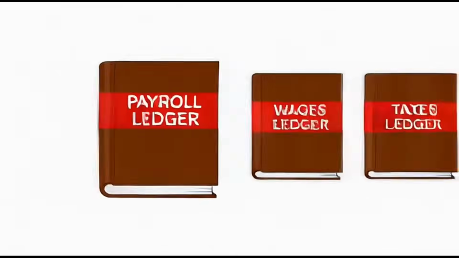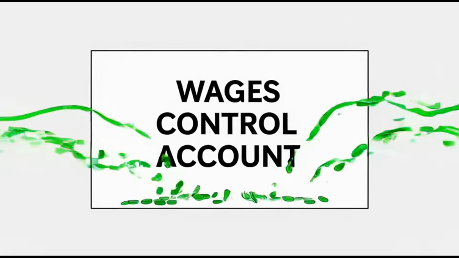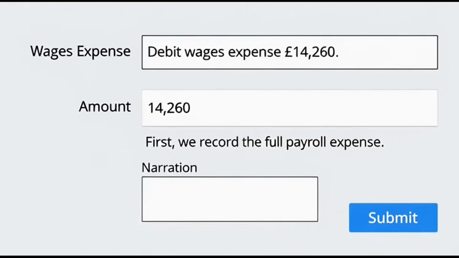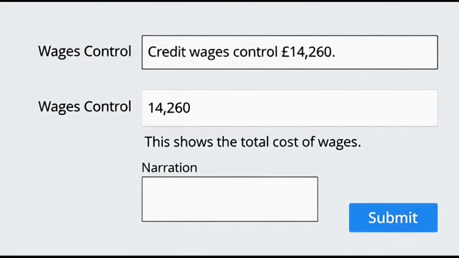Because payroll contains many parts, it cannot be recorded in just one account. So accountants record payroll in the journal first. This allows every part of payroll to be tracked clearly. To organize payroll, accountants use a wages control account. This account temporarily collects all payroll entries. First, we record the full payroll expense. This shows the total cost of wages.